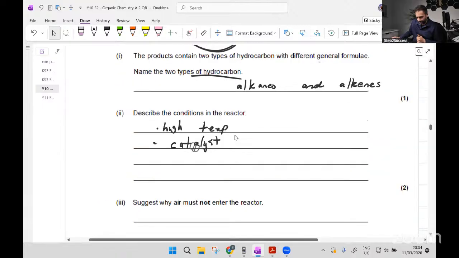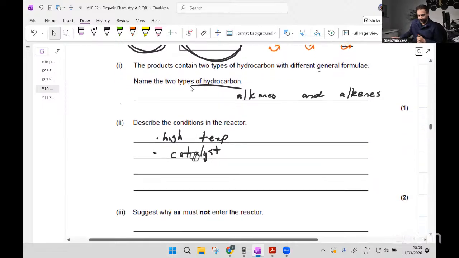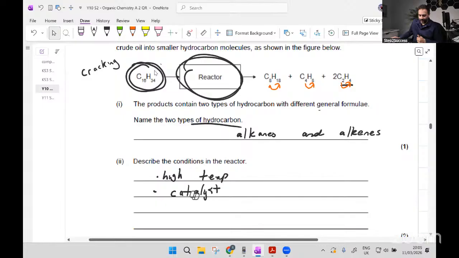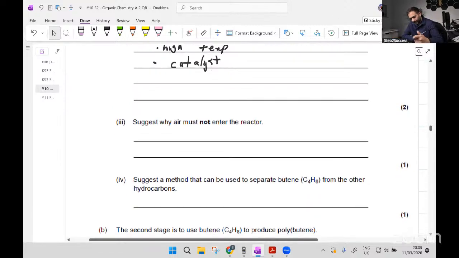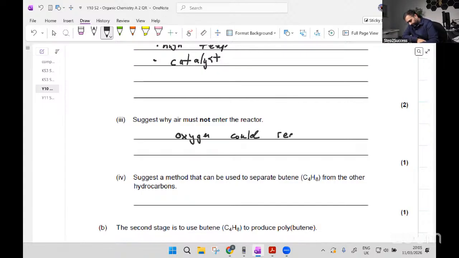Why must air not enter the reactor? Presumably because air contains oxygen, and if oxygen gets in here, then the carbon in here could react with the oxygen and make carbon dioxide, but we don't want that. We're trying to avoid that. So the oxygen in the air could react if it gets in. We don't want that to happen because we're not trying to make carbon dioxide.